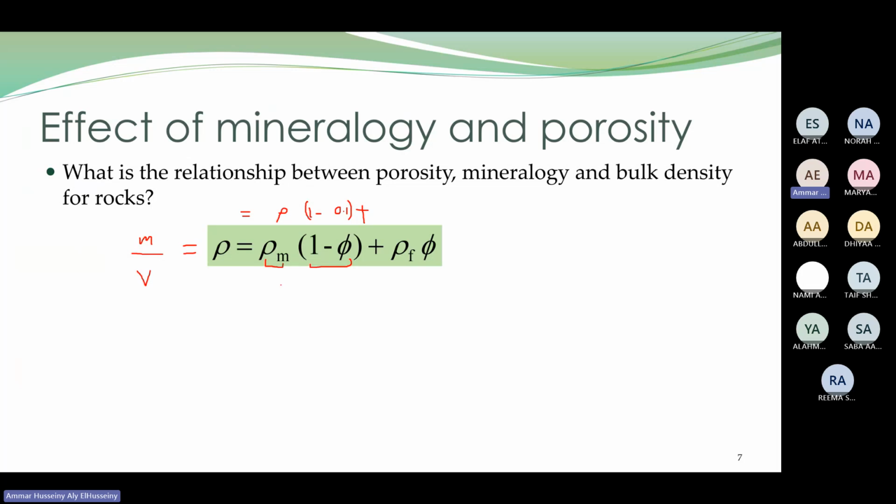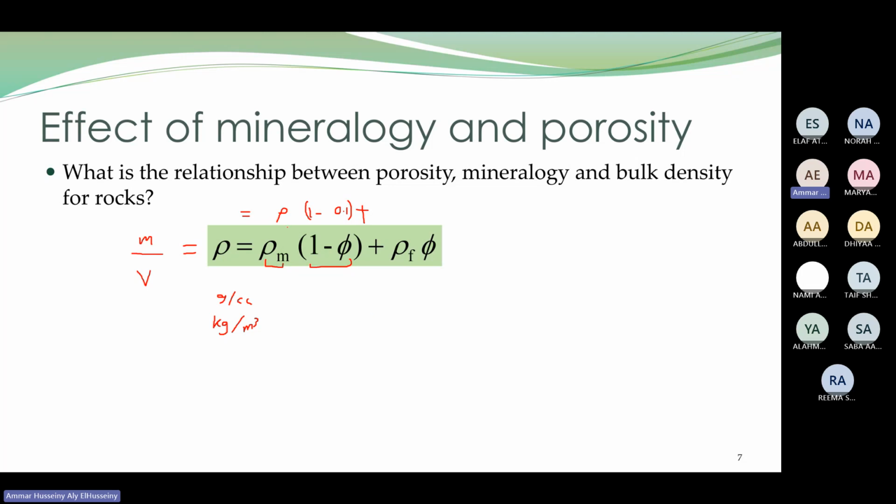If you do that, you will get your bulk density, and the unit could be gram per cc, or it can be kilogram per meter cube. Either way, going from one to the other, you will have to do unit conversion.